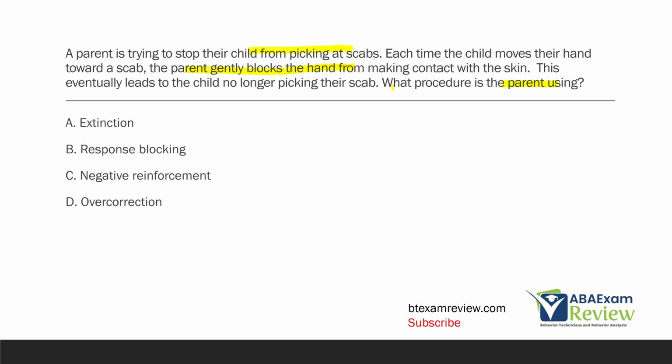happening. And so this is, yes, a pretty obvious question, but where it becomes confusing is when we have extinction and response blocking. Response blocking is sometimes extinction, but most of the time not, because when you are engaging in response blocking, you're not allowing the response to take place. And if the response doesn't take place, you can never withhold reinforcement. So extinction is all about the function. Response blocking is simply stopping a response from occurring. Since this parent is just stopping the response from occurring, they are using response blocking.